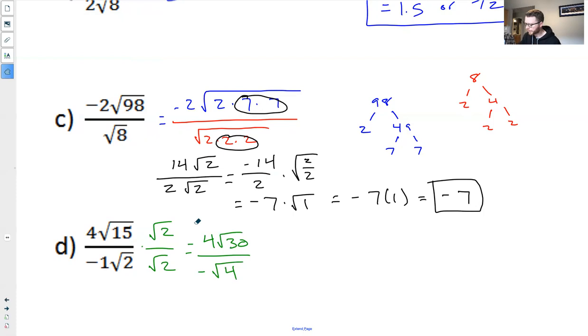Okay, hopefully you're recognizing that root 4 is 2. So we can simplify that right away. 4 root 30 divided by negative 2. Don't let me forget the 30.